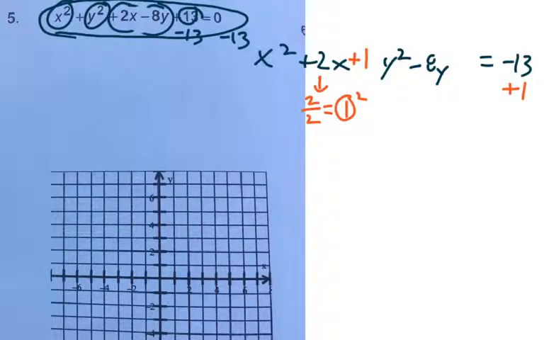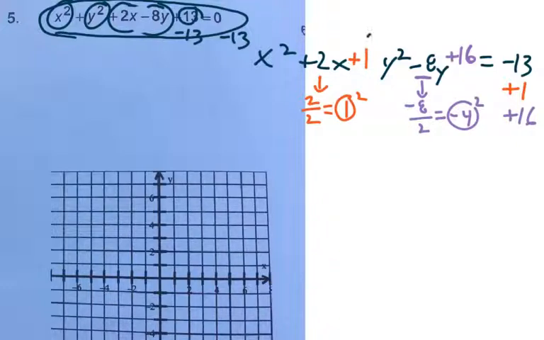Now let's do the y's next. See this negative 8 right here, guys? Negative 8 divided by 2 is negative 4. When I square that, I get its perfect square number, which is positive 16. So I'm going to add 16 to both sides so I don't change the value of the equation, right?